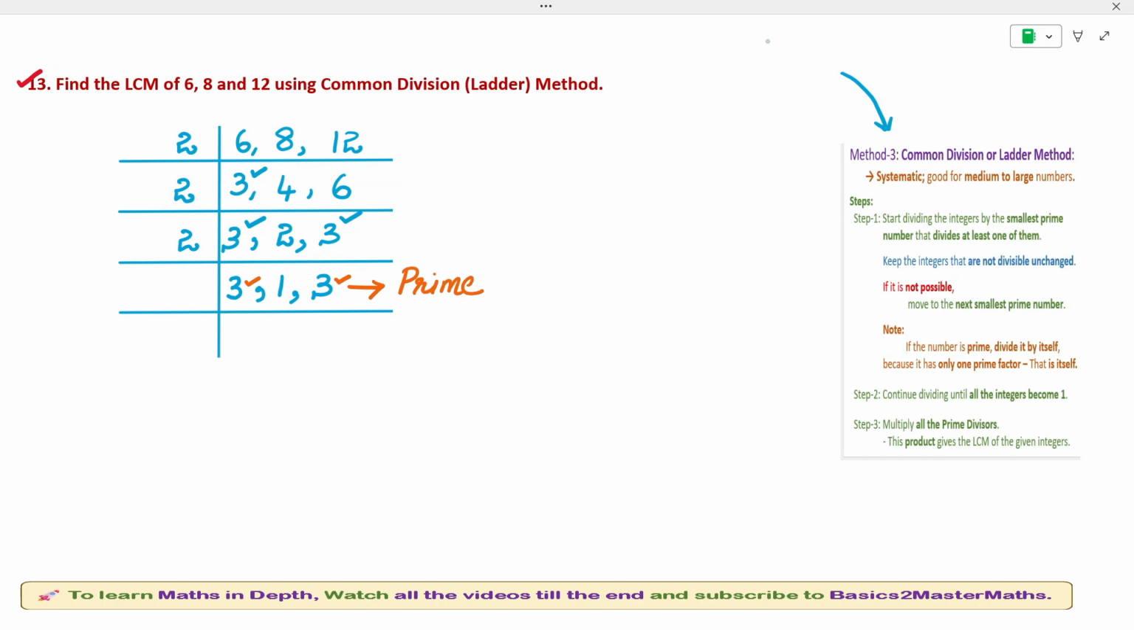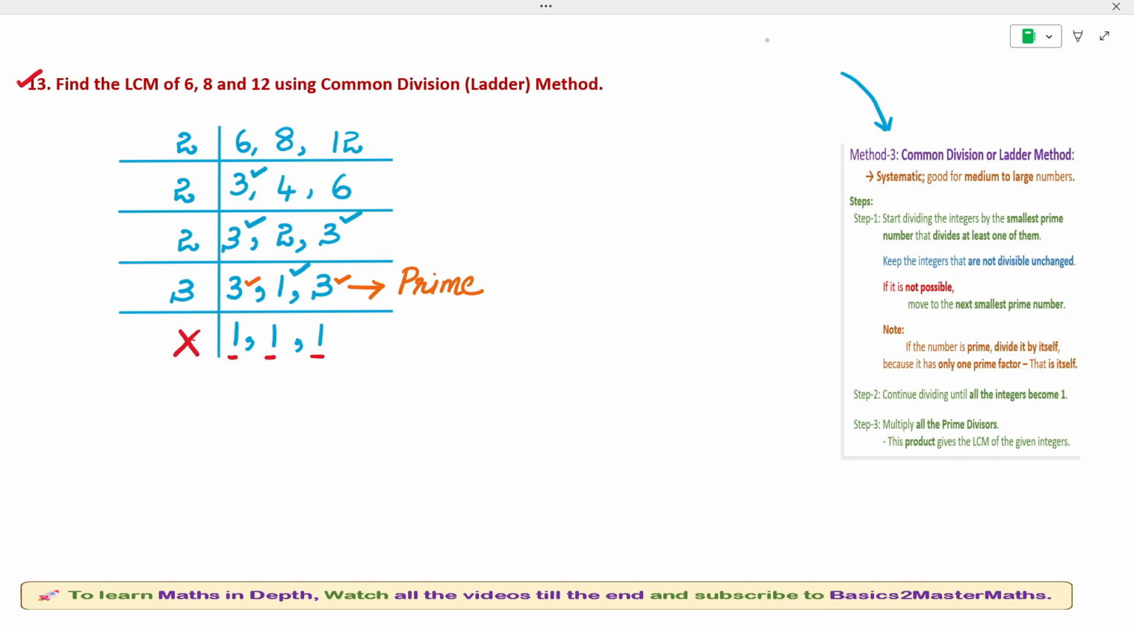Observe, 3 is a prime number. So, divide it by itself. Since 3 divides 3 exactly, we get 1 and 1, while this 1 remains unchanged. Stop here since all the integers become 1.